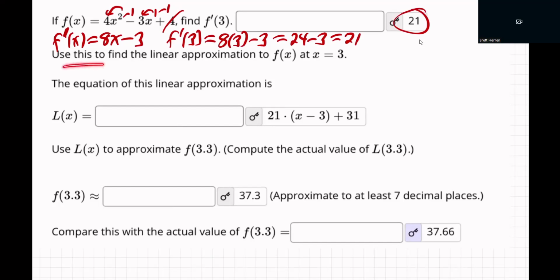Then it says use this to find the linear approximation to f of x at x equals 3. So what are they talking about? The equation of this linear approximation is going to be the equation of the tangent line. Now, what's a tangent? Let's make sure we're clear on this.